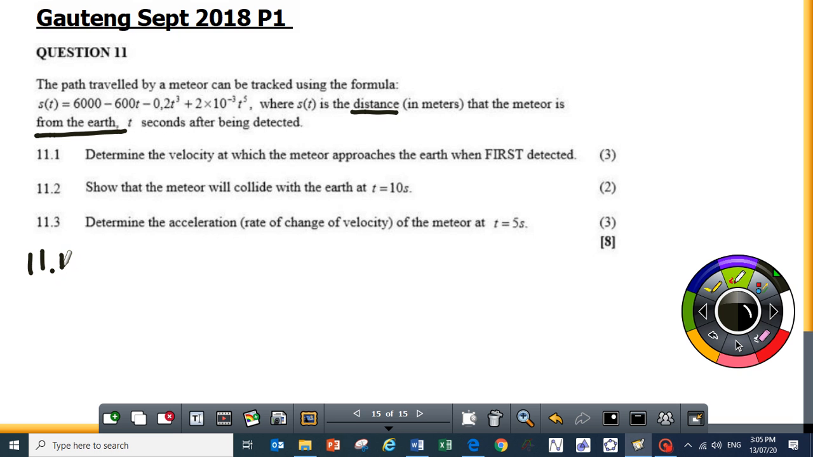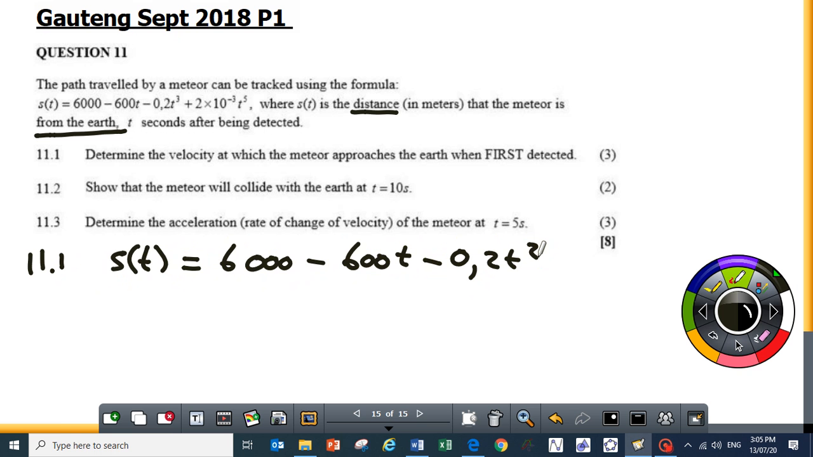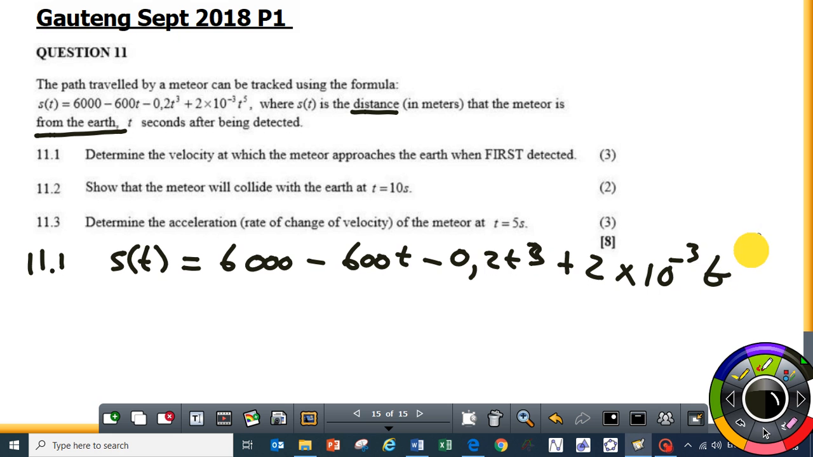11.1, our function is s(t) equal to 6,000 minus 600t minus 0.2t cubed plus 2 times 10 to the power of minus 3 t to the power of 5. So we need to determine the velocity there. So it will be ds over dt, or you can just say s(t). Let me call it s prime of t.